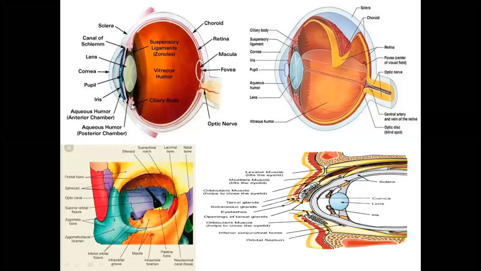This is the ciliary body, and this ciliary body produces the aqueous humor, and from the posterior chamber this aqueous humor enters into the anterior chamber. Between the cornea and the iris, we have the anterior chamber, and behind the iris and in front of the zonular ligaments, we have the posterior chamber. If you look here, this is the ciliary body, and these are the zonular ligaments, and this is the posterior chamber, behind the iris and in front of the zonular ligaments.